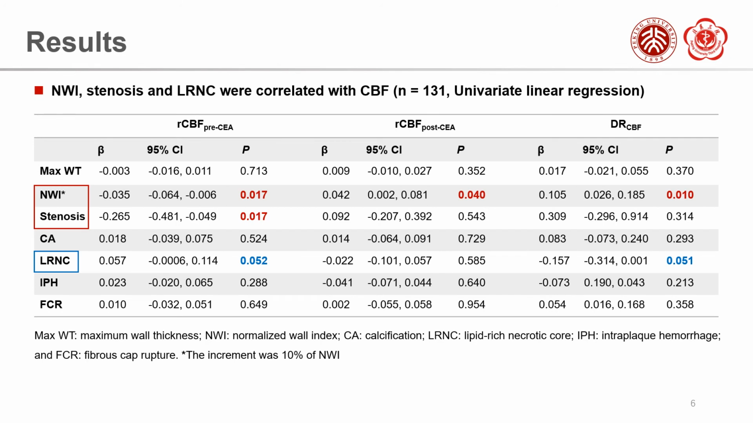A total of 131 patients were enrolled in the study. Univariate linear regression analysis shows that NWI was associated with preoperative rCBF, postoperative rCBF, and DRCBF. Stenosis was negatively correlated with preoperative rCBF. The associations of LRNC with preoperative rCBF and DRCBF were marginally significant.